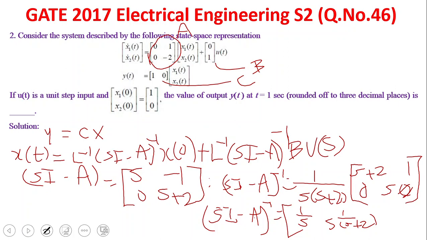Therefore, 1 by s into s plus 2. So this is okay. This is yes. Instead of 0, I have to take... Anyway, I will highlight it properly. So this yes has to come here. Therefore, here you will get 0. Here s by s into s plus 2 means 1 by s plus 2. So it is 1 by s plus 2. Anyway, I will write it neatly in the next slide.